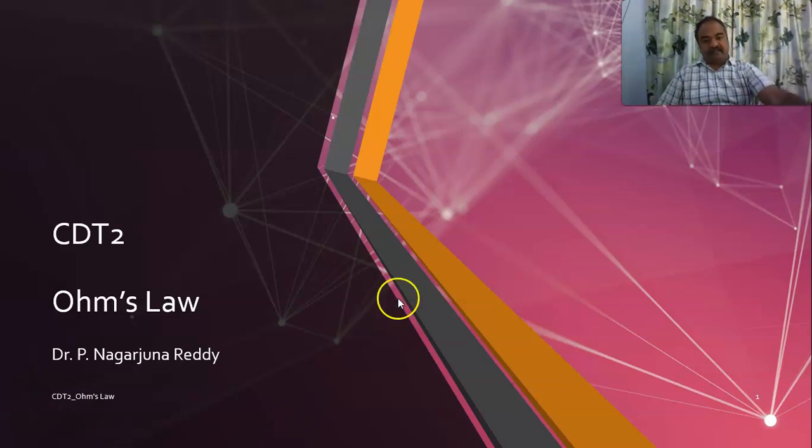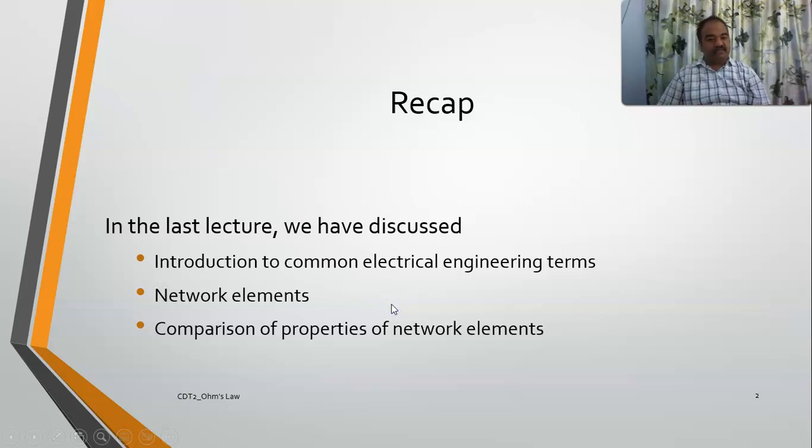In the last lecture, we discussed the common electrical engineering terms. We went through the definitions of current, potential, energy, and power. We also saw the three commonly encountered network elements R, L, and C, and compared the properties of these elements.